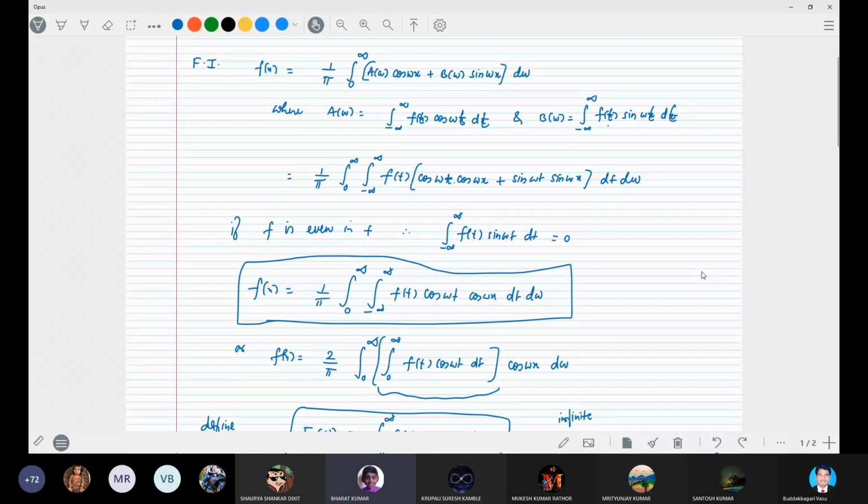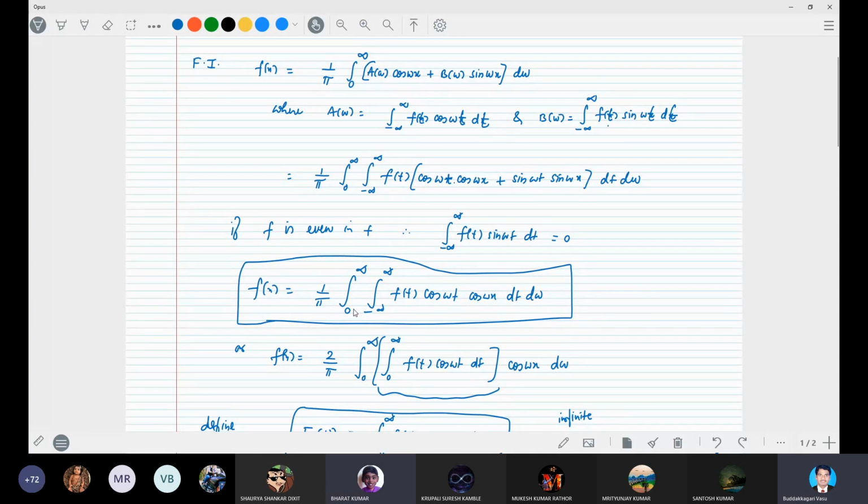Sir, I didn't get what you are asking. Here, why 1 by pi, 0 to infinity? What is the difference? There is a little change. You are claiming that maybe it is minus infinity to infinity. I am asking, sir, I think it should be minus infinity to infinity, but you have written 0 to infinity. Why, sir? That is my question.